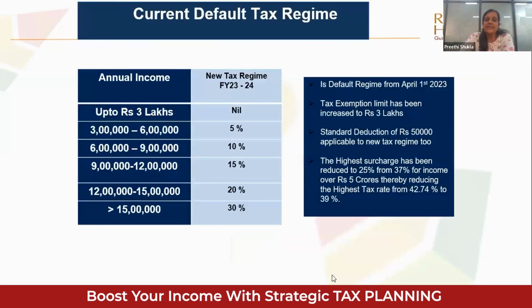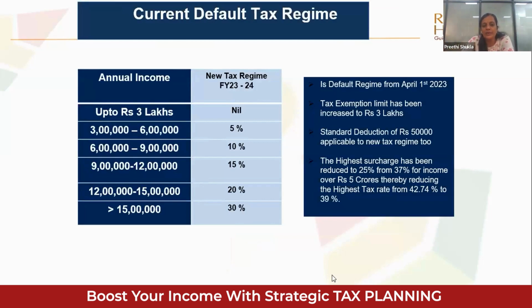So these are the rates for the new tax regime. It is also the default tax regime. So there is an underlying message: when the government is saying that this will be the default tax regime, it also means that if there is any tweaking, any changes that are going to happen, you can expect it to happen in this tax regime more than the old one.